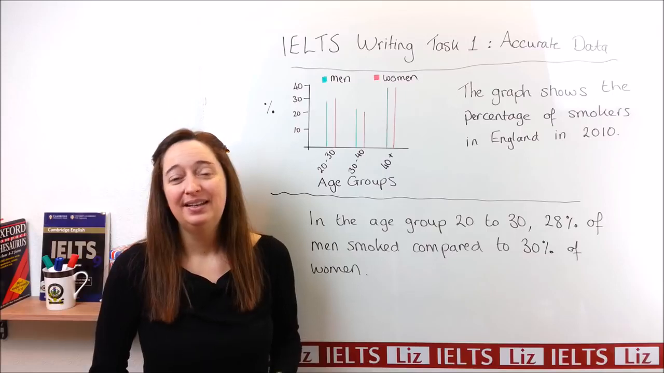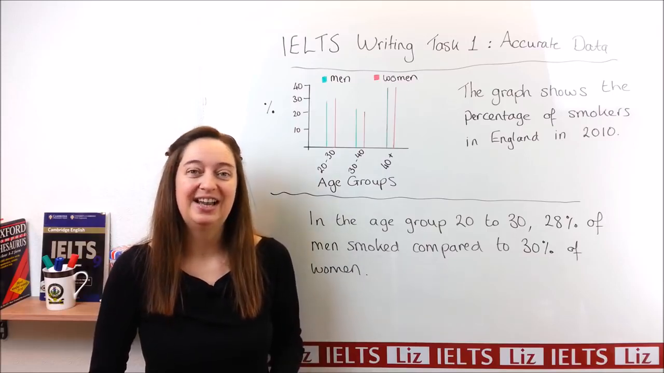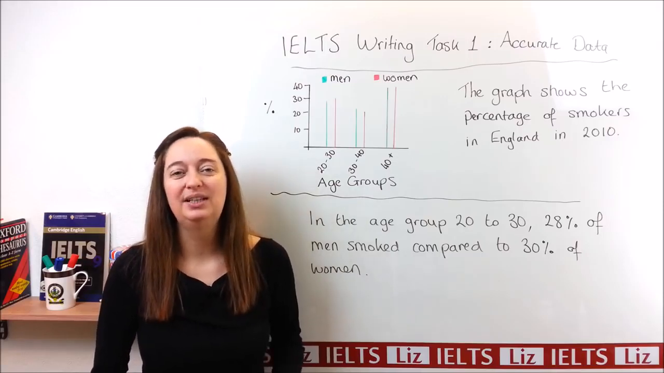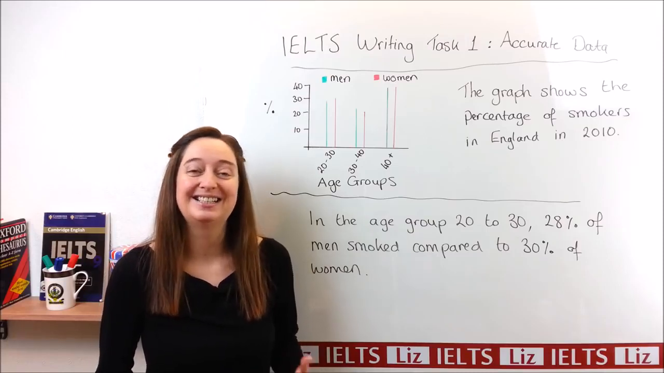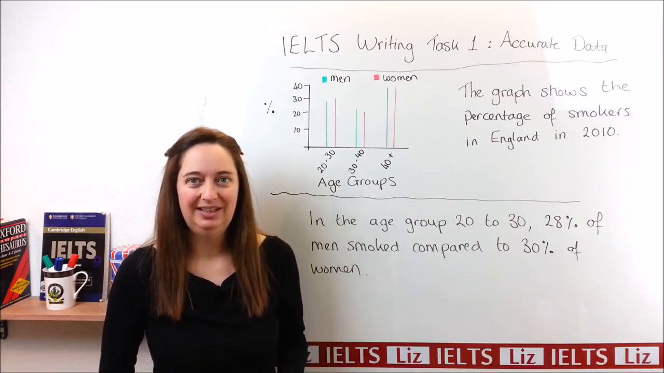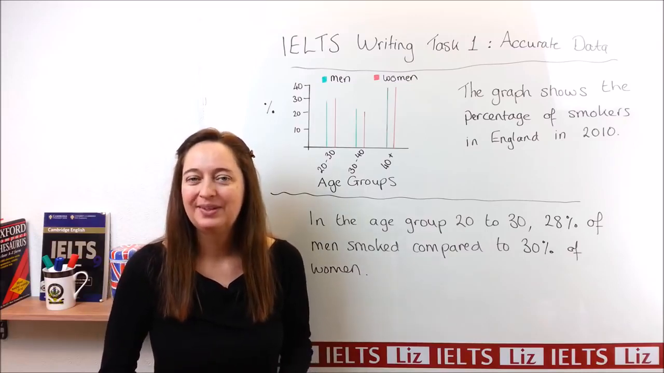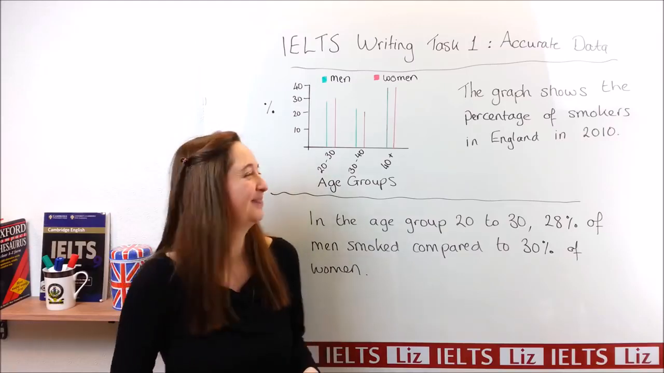Task 1. Now, it's very important that all the information you give is accurate. The examiner will check, and any mistakes will lower your band score. Now let's have a look at an example of inaccurate information, and then I will give you lots of vocabulary to help you give better accurate information.